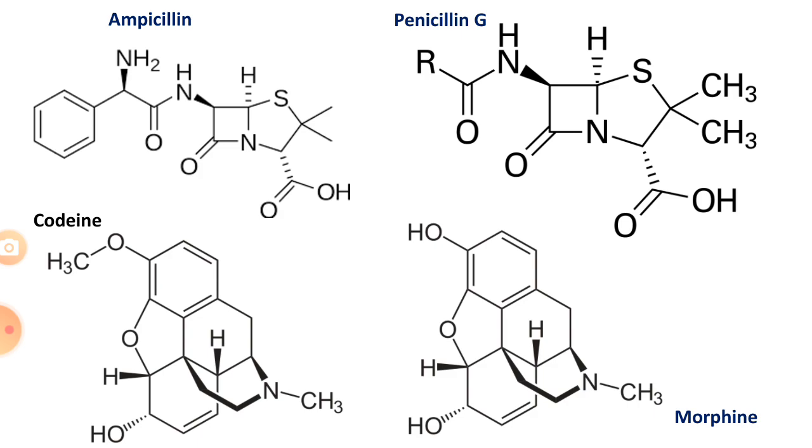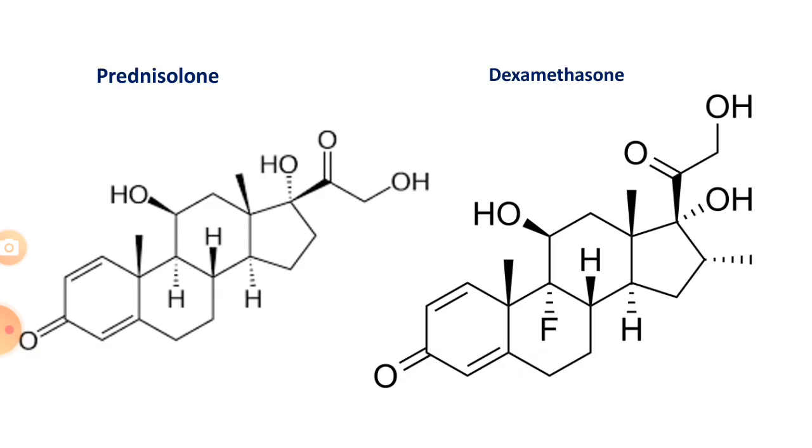For example, dexamethasone. Dexamethasone is a corticosteroid, used for the treatment of inflammation of skin, joints and lungs, for the treatment of asthma, allergies and arthritis. Dexamethasone and prednisolone have similar structures. In this figure, we can see prednisone and dexamethasone. They are also corticosteroids having similar structure, but they show different pharmacological activities or effects.